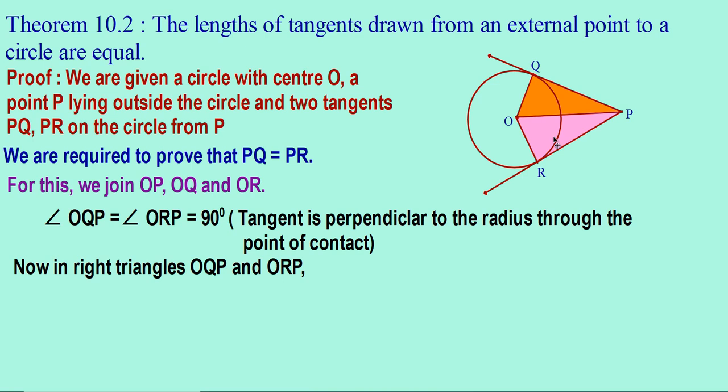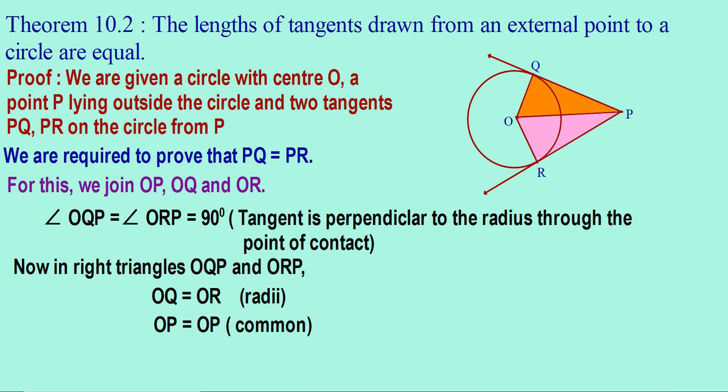So we can write OQ is equal to OR, radii. Now one more side is needed to prove these two triangles are congruent. What is the other side? Look at OP. You can see OP is common to both the triangles. So next we can write OP is equal to OP, common.